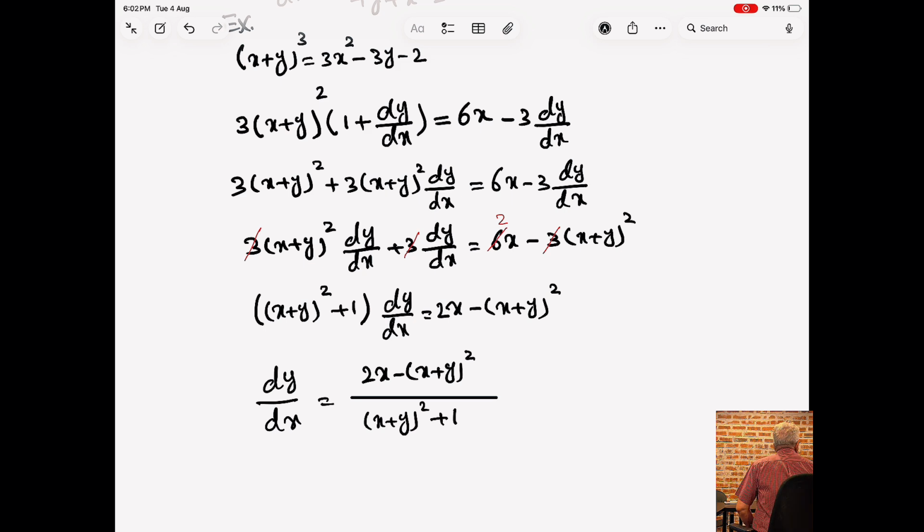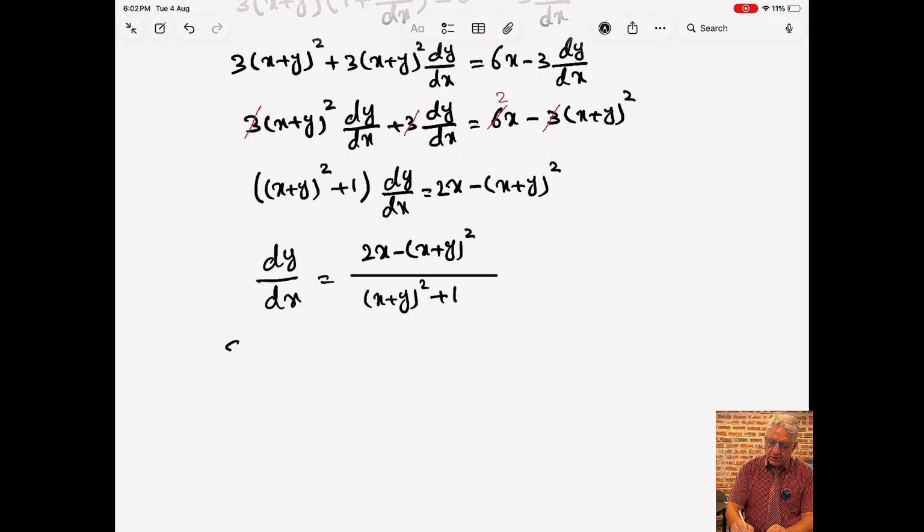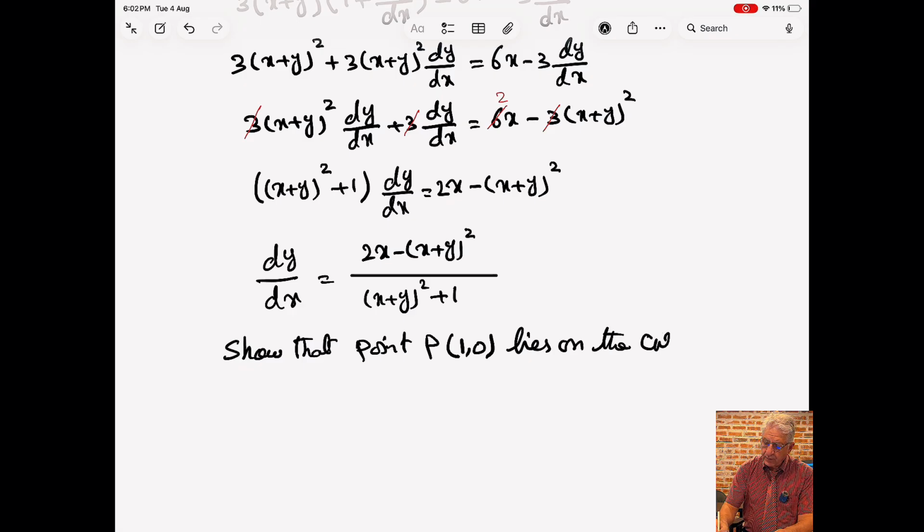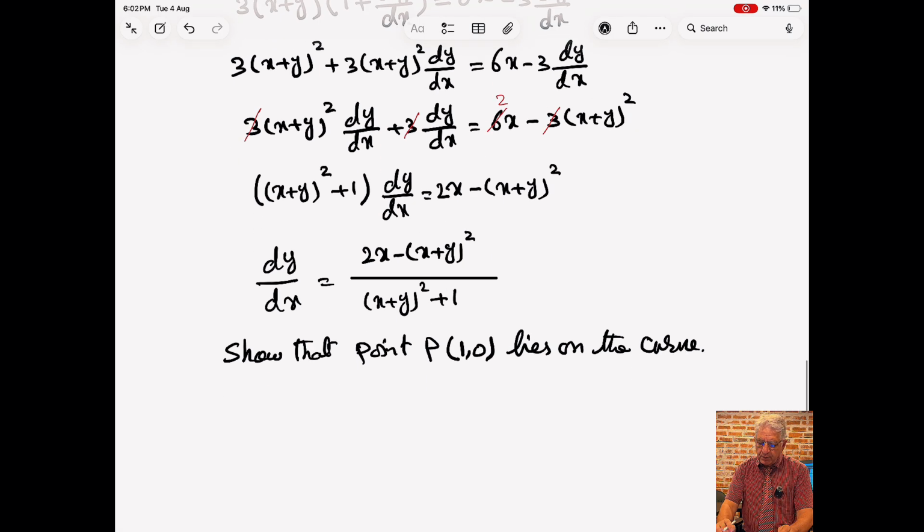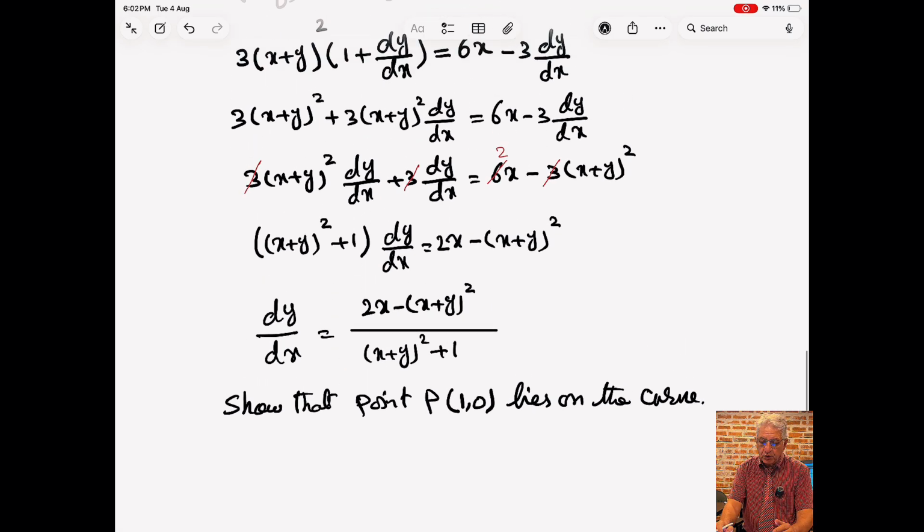Okay, it says that show that the point P (1, 0), let's check the question paper, the point (1, 0) lies on the curve. Then he is asking, after that, to find the equation of normal, and all the things can be done. But let us show what I mean by this. That means x is equal to 1, y is equal to 0. It is on the curve.